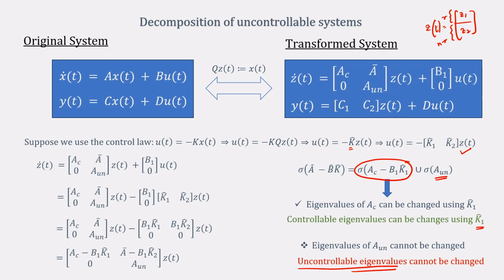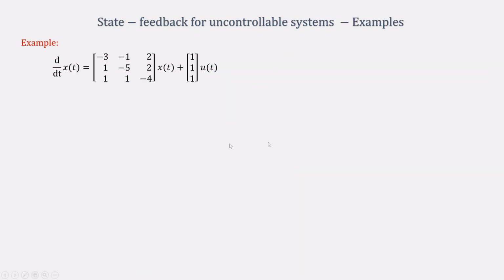That is the reason we were calling these eigenvalues controllable eigenvalues, because I can control these eigenvalues, I can change them with a state feedback control law. But these we were calling uncontrollable eigenvalues because I cannot change them. Okay. So, now let us look at examples and see how to construct state feedback for an uncontrollable system.